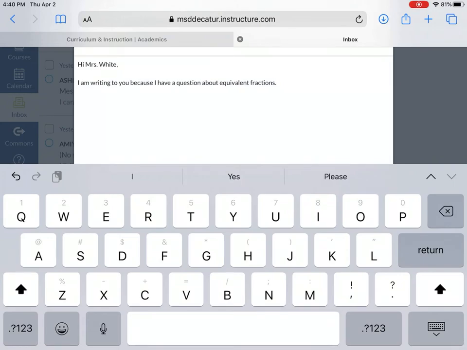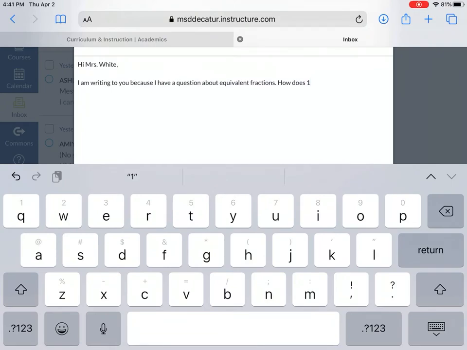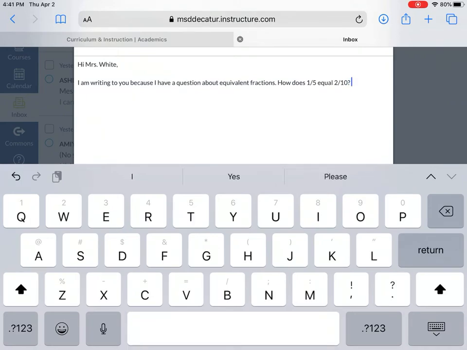Okay, so I'm going to send the question, how does 1/5? Now, how am I going to write 1/5 in an email? Well, I can write 1/5 for 1/5. Could also spell it out like this. How does 1/5 in word form? Okay, but I'm just going to keep to this form. How does 1/5 equal 2/10? Now, that's a question, so we need to have a question mark.